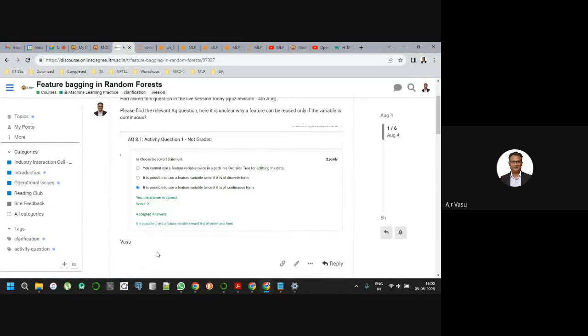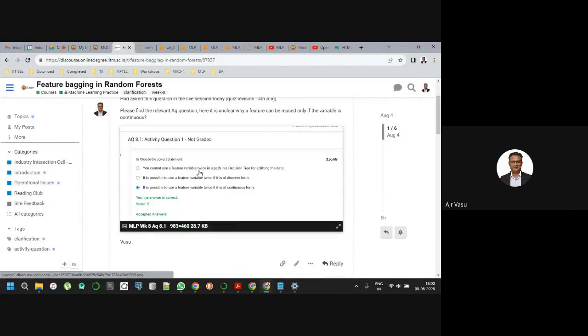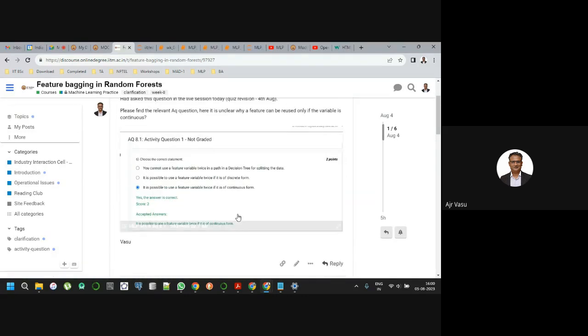There are three options. That you cannot use a feature variable twice in a path in a decision tree for splitting the data. It is possible to use a feature variable twice if it is discrete. It is possible to use a feature variable twice if it is continuous. I mean, Anand wrote back. I didn't understand what he's trying to say.